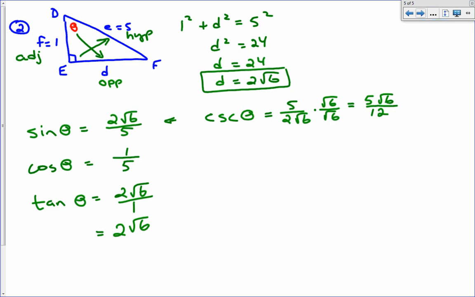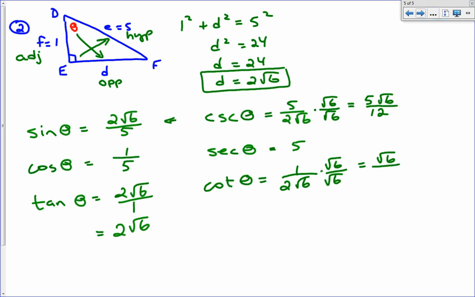So the secant of theta, the reciprocal of the cosine, will be 5 over 1, or 5. And the cotangent, which is the reciprocal of the tangent, will be 1 over 2 root 6. And again, to simplify that, we'll multiply by root 6 over root 6. So we get root 6 over 12.